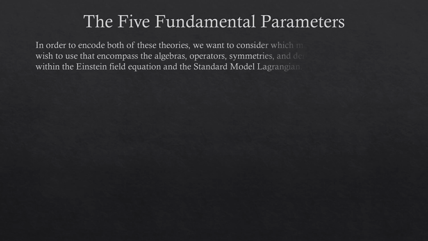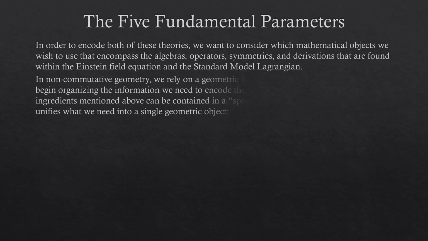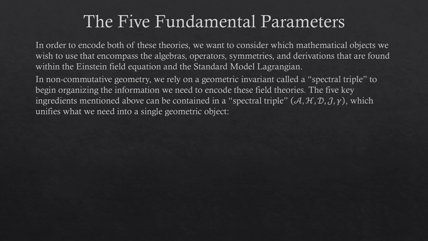In order to encode both of these theories, we want to consider which mathematical objects we wish to use that encompass the algebras, operators, symmetries, and derivations that are found within the Einstein field equation as well as the Standard Model Lagrangian. In non-commutative geometry, we rely on a geometric invariant called a spectral triple to begin organizing the information we need to encode these field theories. The 5 key ingredients mentioned above can be contained in a spectral triple A, H, D, J, and gamma, where A, H, and D are the primary operators that remain invariant and constant throughout all spectral triples, with J and gamma being additions, and this all unifies to what we need into a single geometric object.